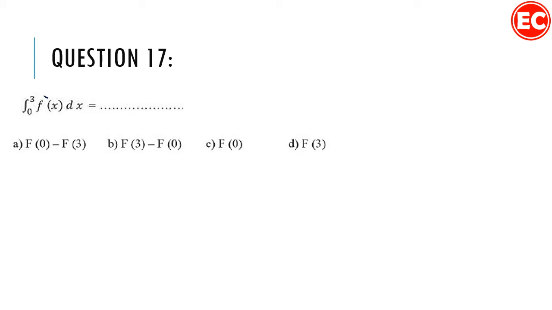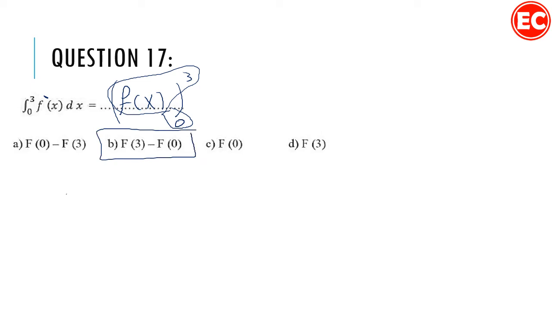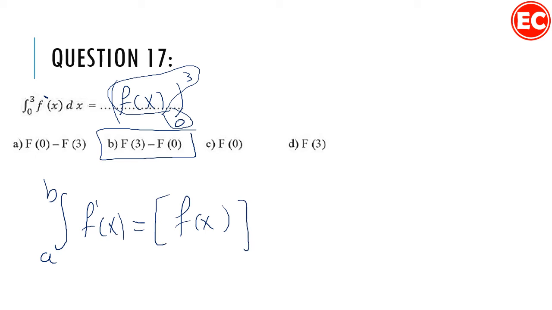This is f dash, because the integration of the derivative of the function gives me the function itself from 0 to 3. So f of 3 minus f of 0. Integration from a to b of the derivative of a function is equal to the function itself from a to b. So it's f of b minus f of a.